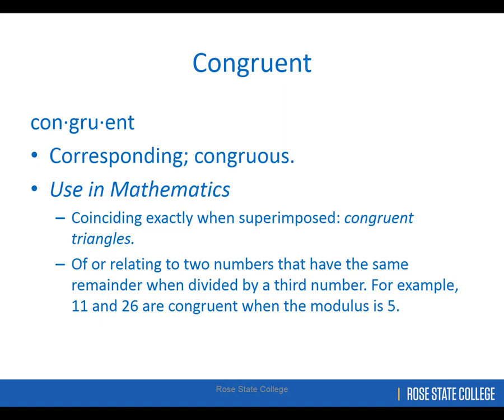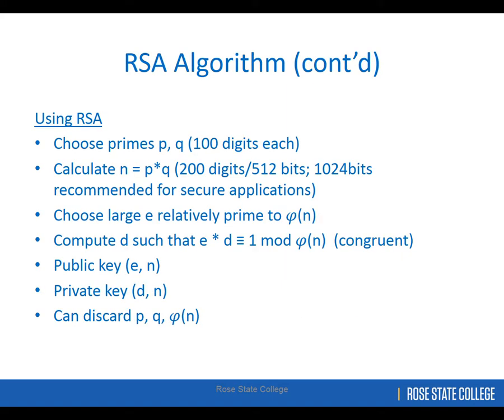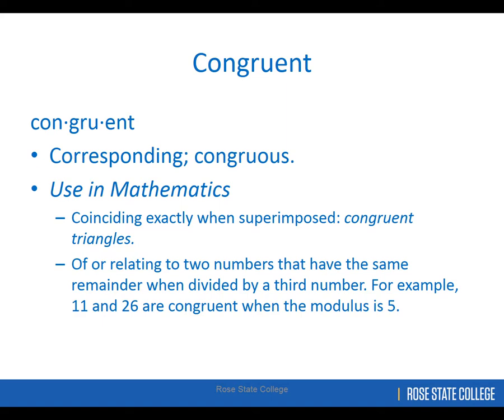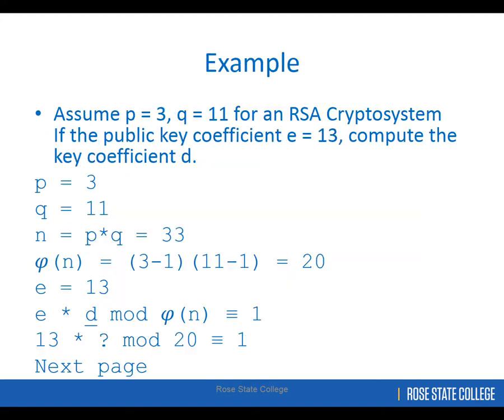Okay? So what the heck is congruent? Because over here, if you notice, I say calculate D such that E times D is congruent to 1 mod totient of N. In other words, it's congruent. And I put this definition in here. Coinciding exactly when superimposed, like congruent triangles, or of or relating to two numbers that have the same remainder when divided by a third number. For example, 11 and 26 are congruent when the modulus is 5, because they end up with the same result. Okay? Not critical. I'm just showing you some of the stuff that's important.